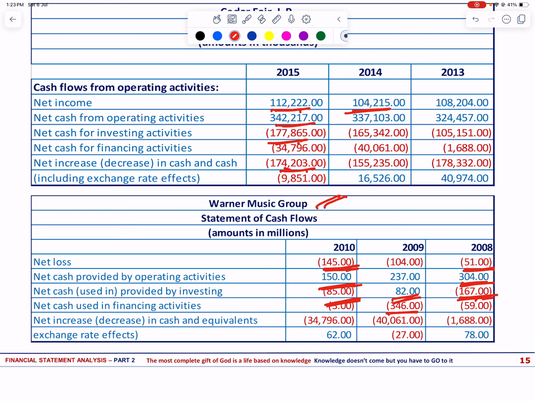So, in summary, Warner Music Group cash flow statements reveal a company in the declining phase of its life cycle, grappling with losses amid the music industry's digital evolution. And despite challenges, it managed positive operational cash flows, navigated volatile investments, and addressed debt repayments.